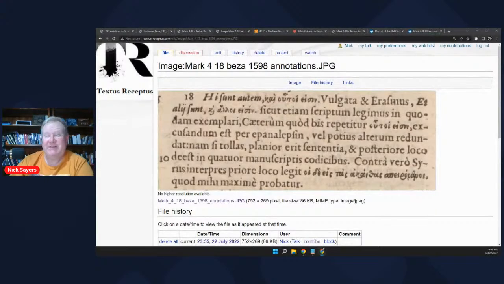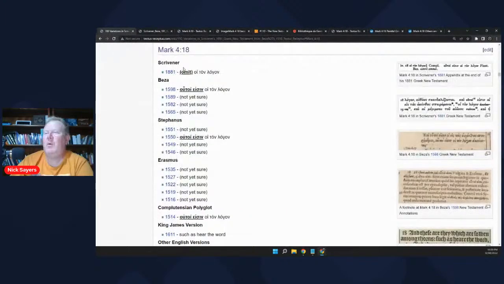We're going to continue our series looking through the 190 variations in Scrivener's 1881 Textus Receptus compared to Beza's 1598, when we take into consideration the choices of the 1611 Authorized Version translators. And so what we're looking at here is we're up to Mark chapter 4, verse 18.